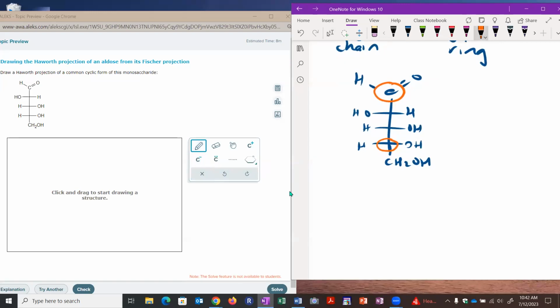So we have 1, 2, 3, 4, and then at the top of the ring, or one corner of the ring, instead of having a carbon, we actually have an oxygen that makes up a point of the ring.